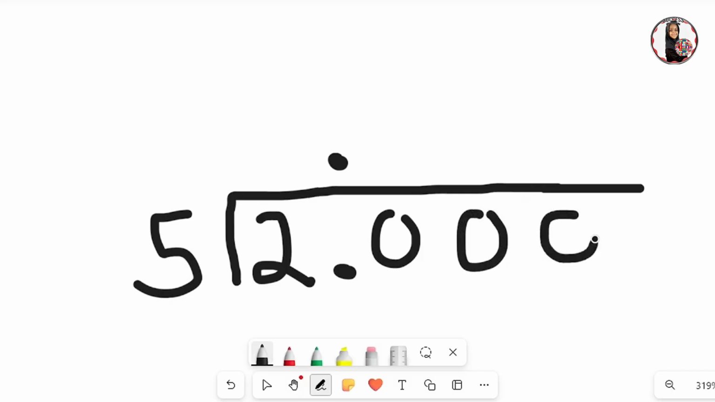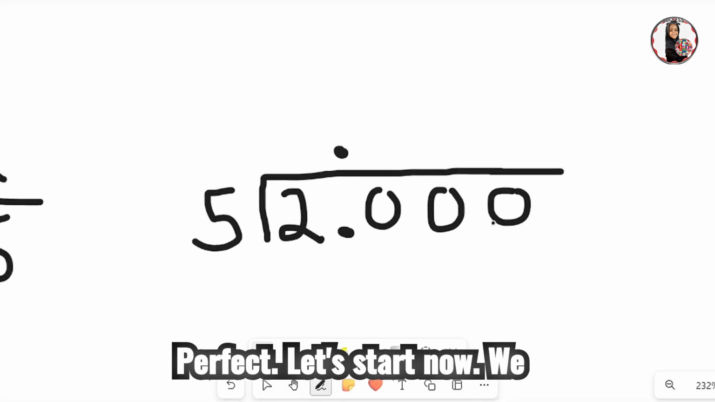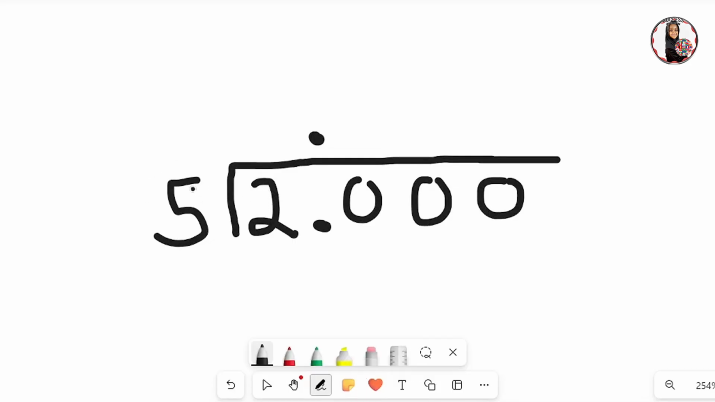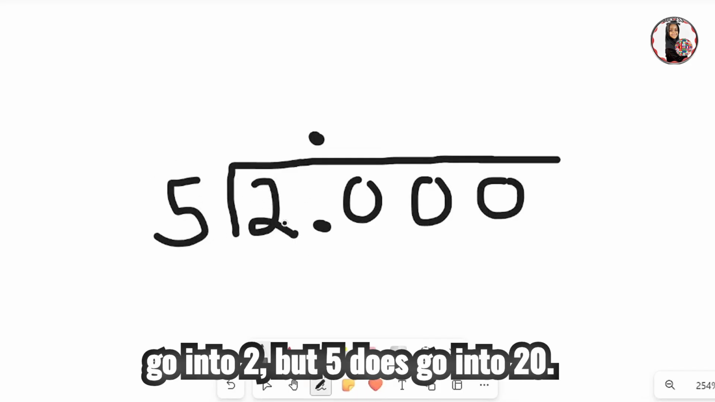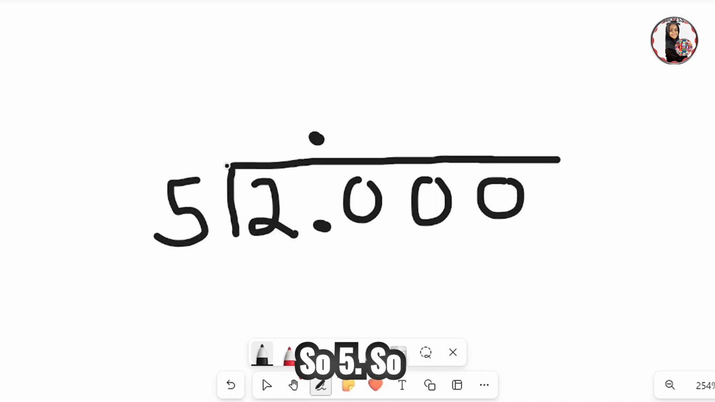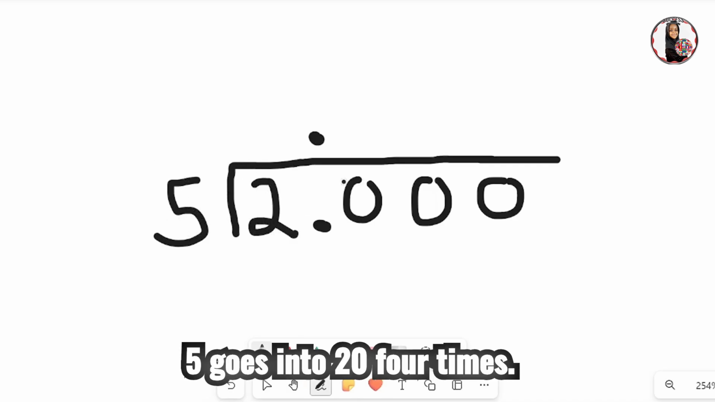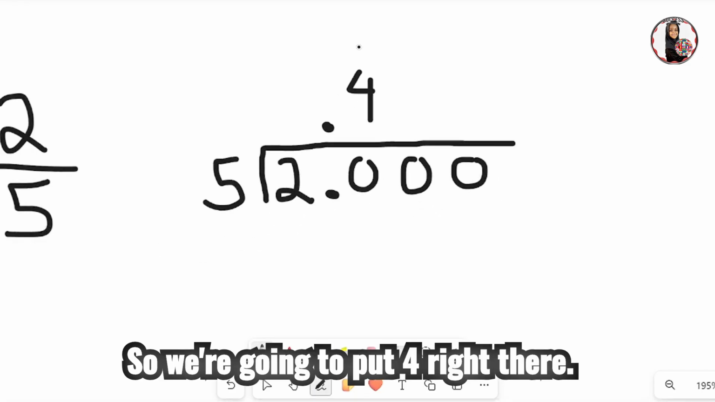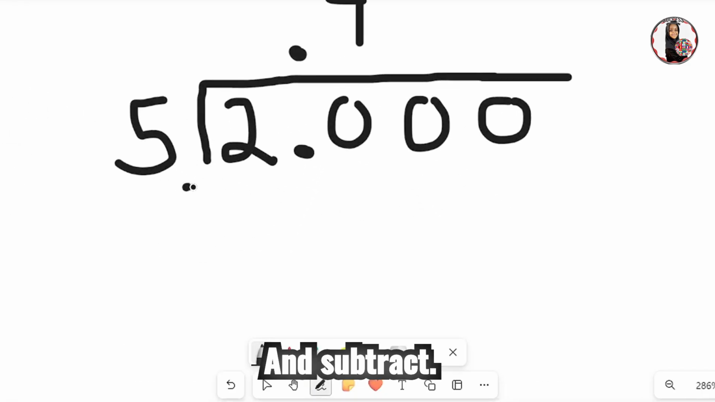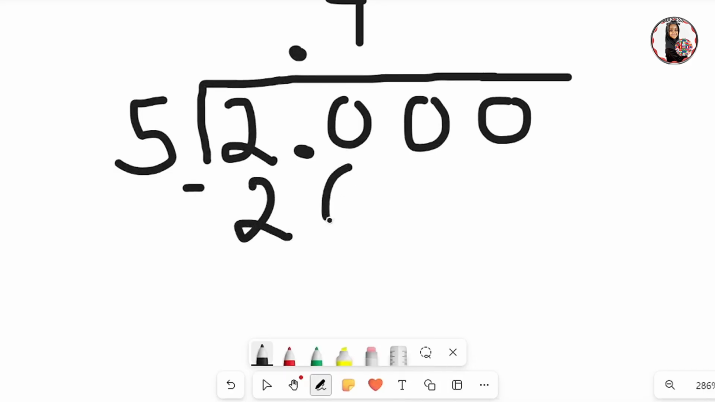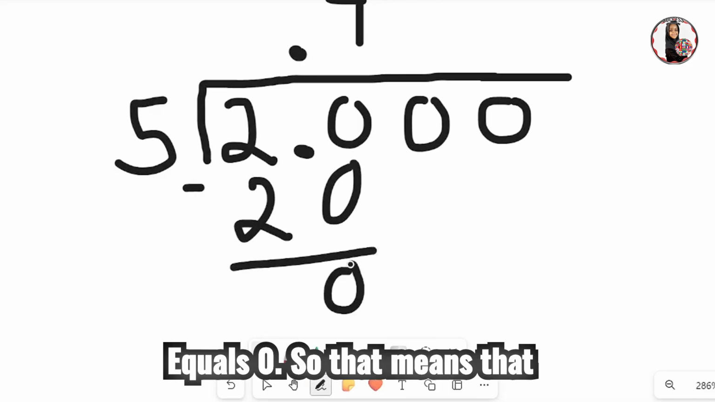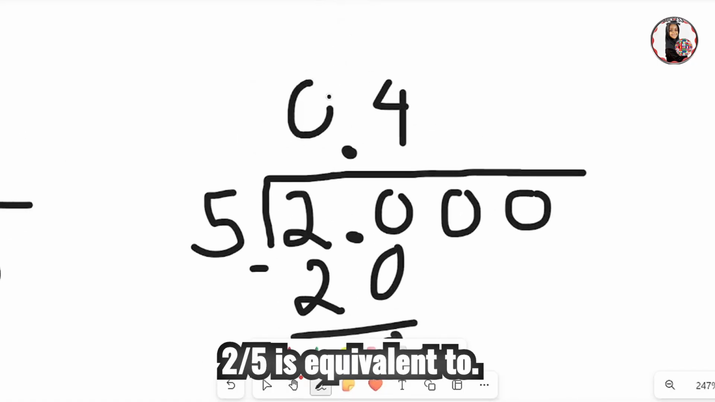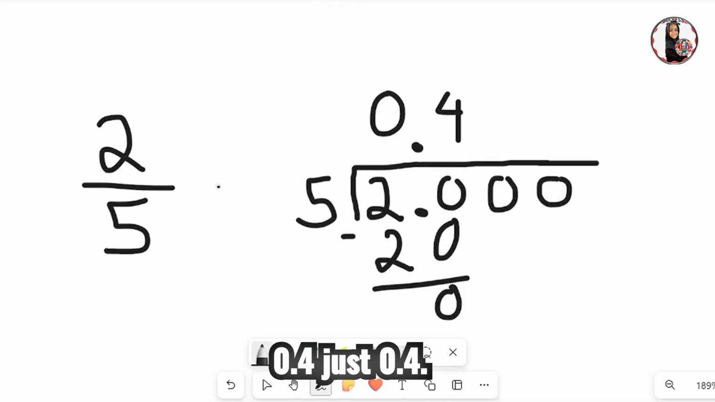Perfect. Let's start now. We know that 5 does not go into 2, but 5 does go into 20. So 5 goes into 20 4 times. So we're going to put a 4 right there and subtract, which equals 0. So that means that 2/5 is equivalent to 0.4, just 0.4.